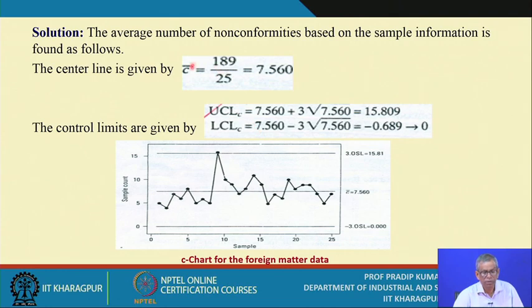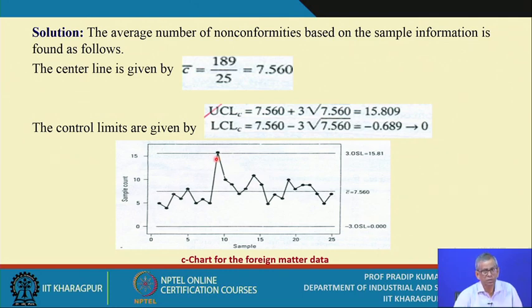Then you calculate the average nonconformities, that is C bar, which is 7.560, and then you determine the upper control limit and the lower control limit for the C control chart. Again you find that the lower control limit is negative, so it is converted into 0. Then you plot all these 25 values, and you find that the 9th sample is plotted outside the upper control limit, that is 15.81. So you remove it, because it is considered an out of control point.